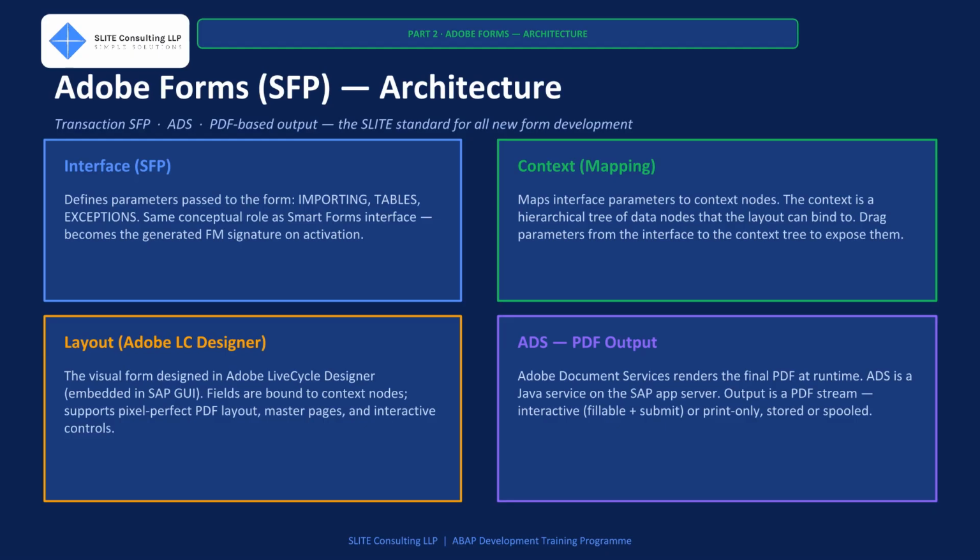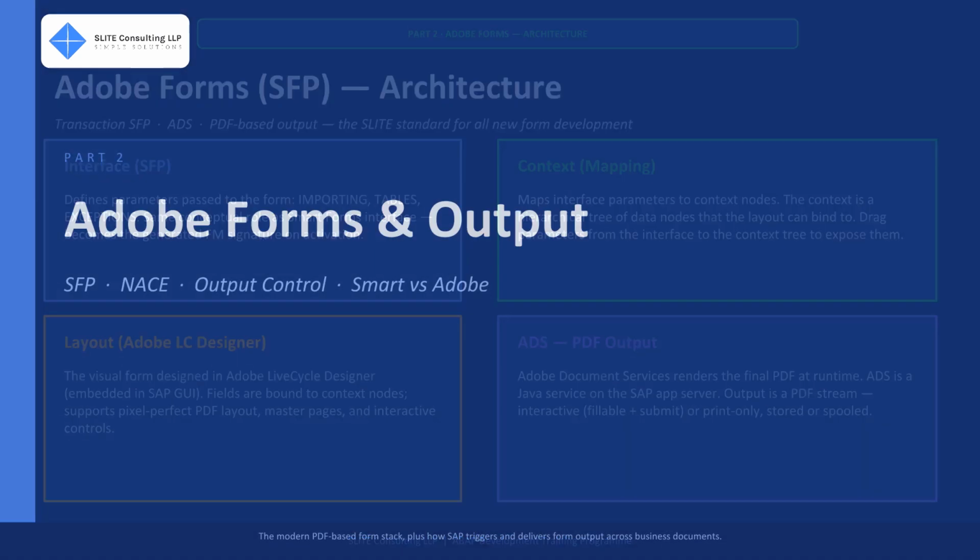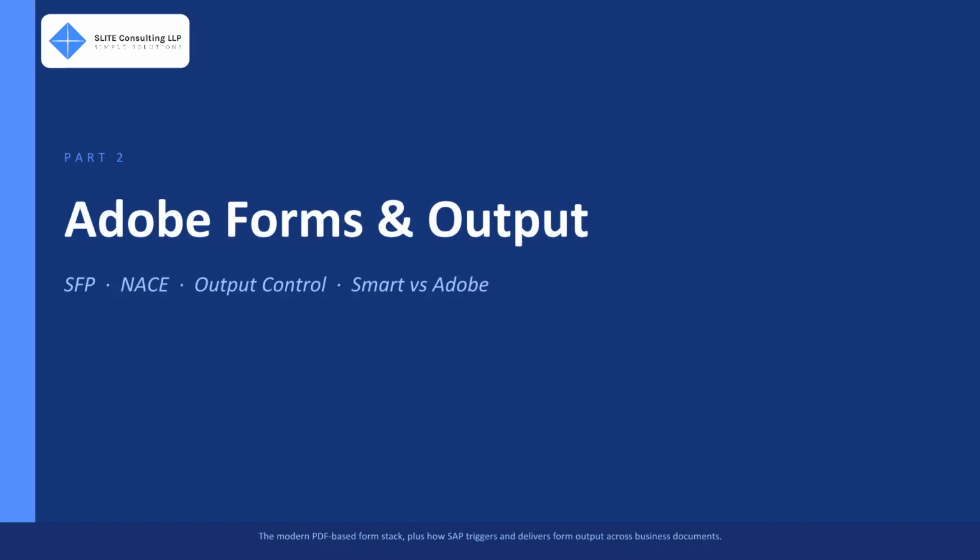Third, the layout, opened in Adobe Lifecycle Designer, embedded inside the SAP GUI. You design the visual form here, text fields, tables, images, and bind each one to a context node using the Data View panel. Fourth, ADS renders the final PDF at print time. ADS is a Java service configured on the SAP application server. Part 2 covers the modern Adobe Forms stack and the operations layer around output.